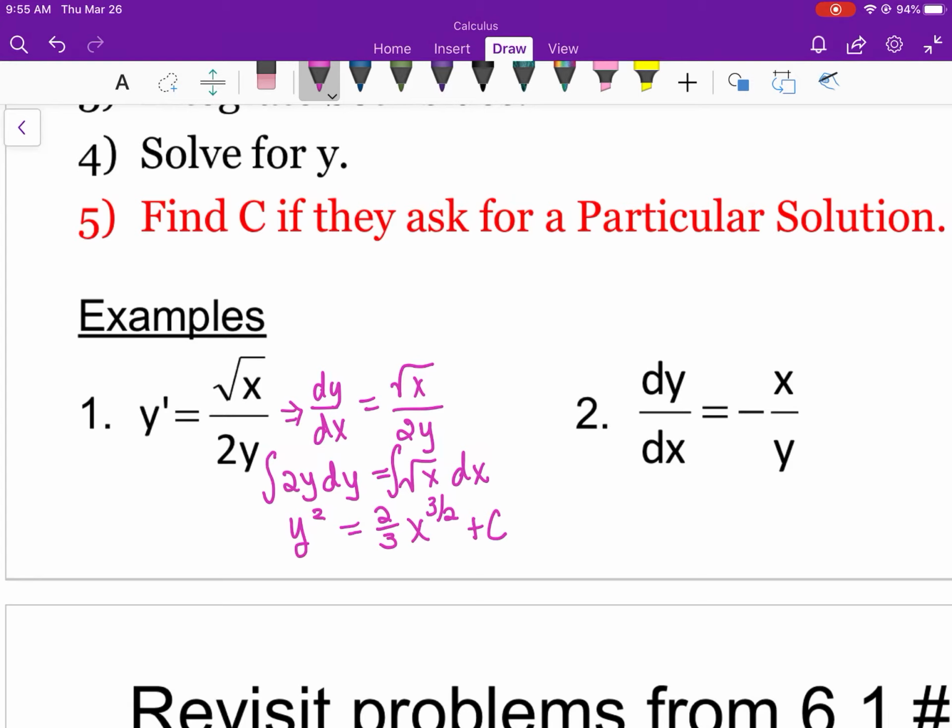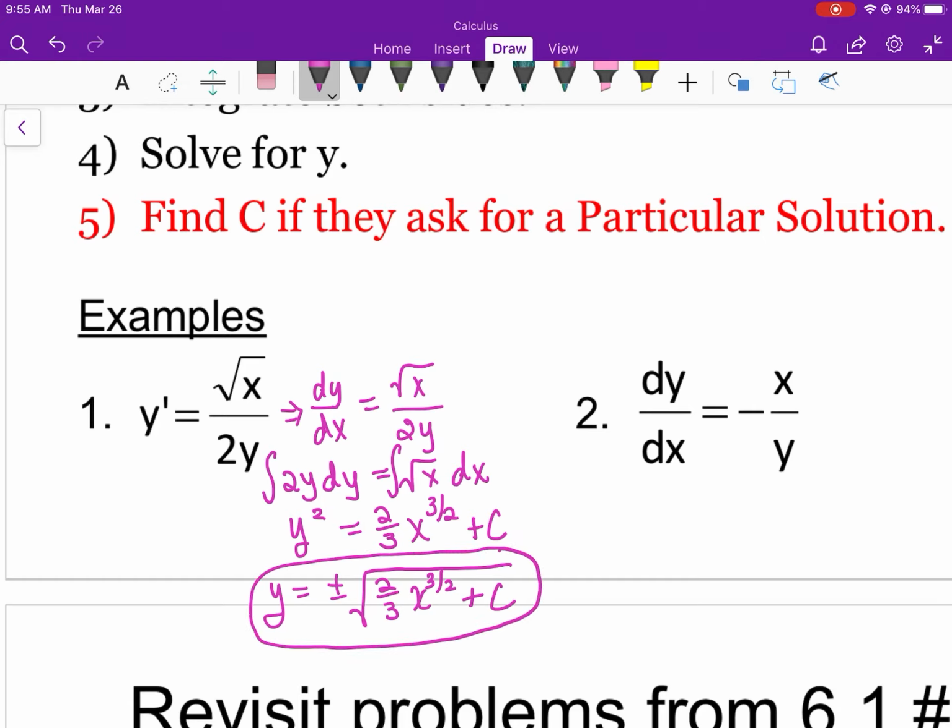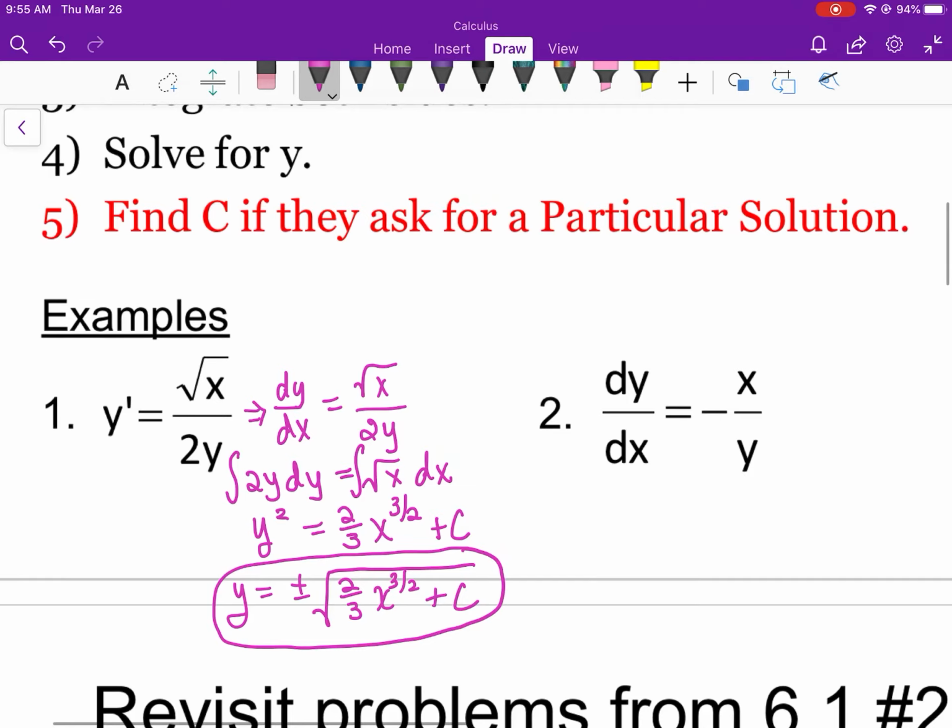So you can solve for y if you want to go from here. We'll talk more about that when we find particular solutions. But if you do solve for y, you're going to need the plus or minus out front. And there you go. Later, when we find a particular solution, we'll talk about which one of those square roots that we want to use for that particular solution.